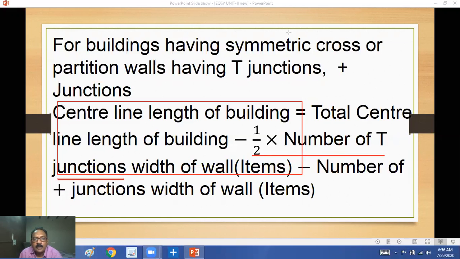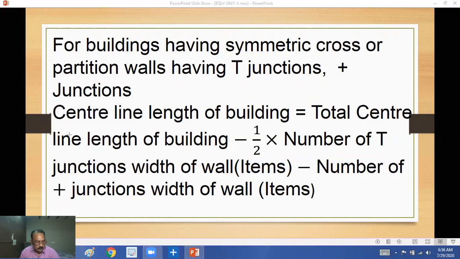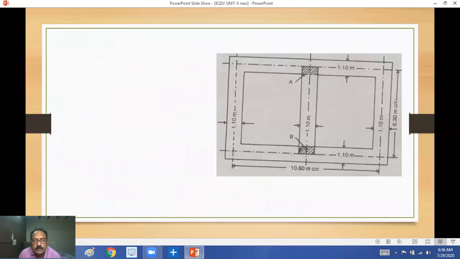Here, try to understand what the center line length is. Total center line length of the building, minus half of the number of T junctions, because it will become an overlap, and minus the number of plus junctions in between walls. That is for 2 rooms, 4 rooms, 5 rooms. This is one of the important points you have to observe.